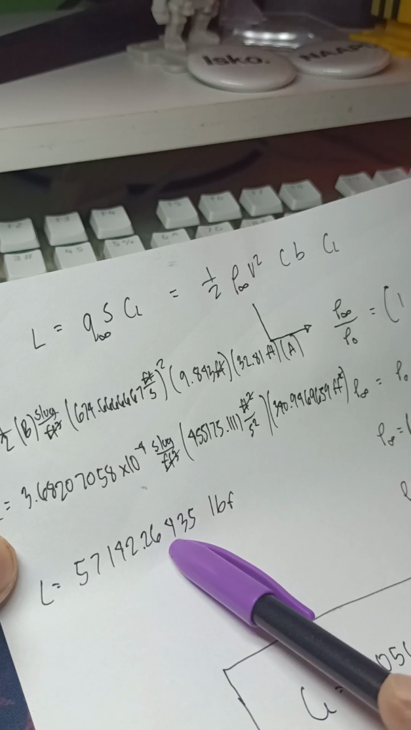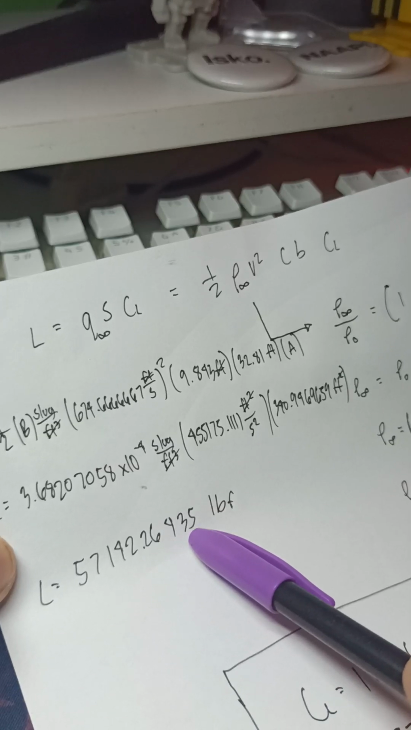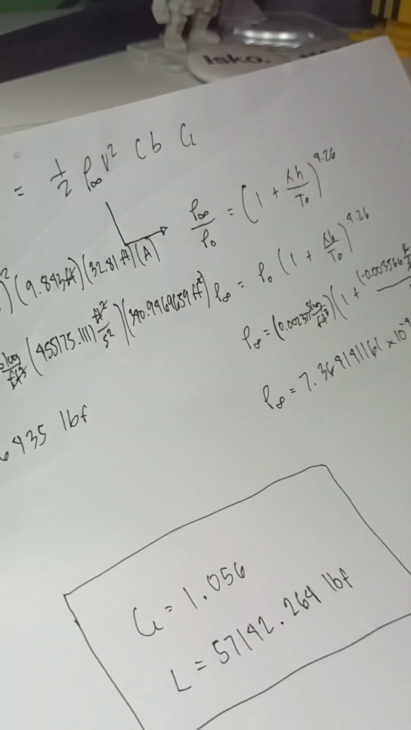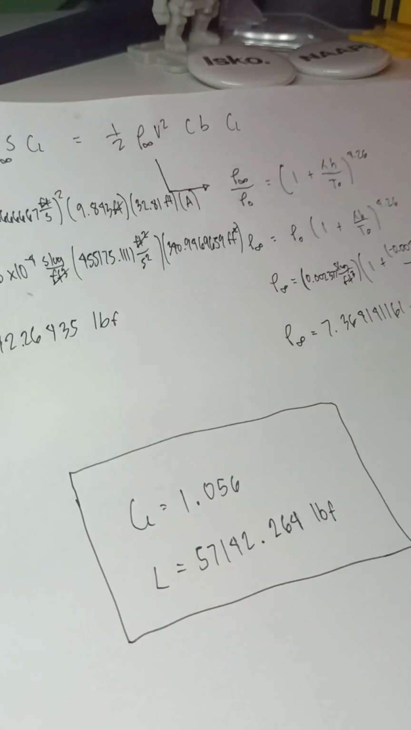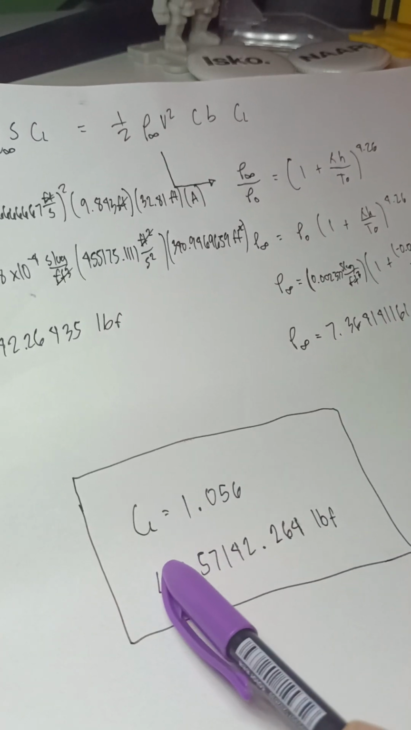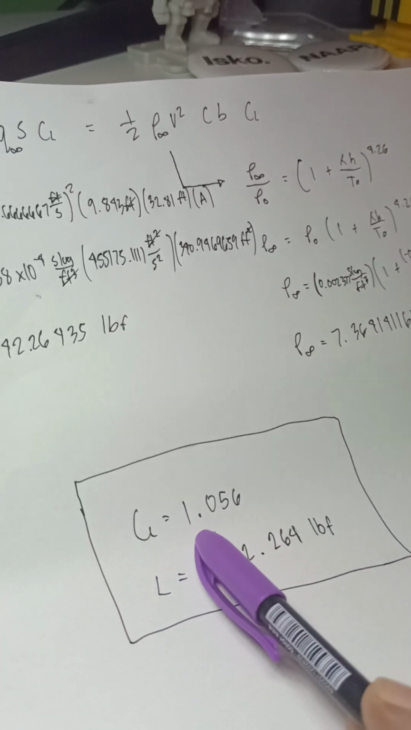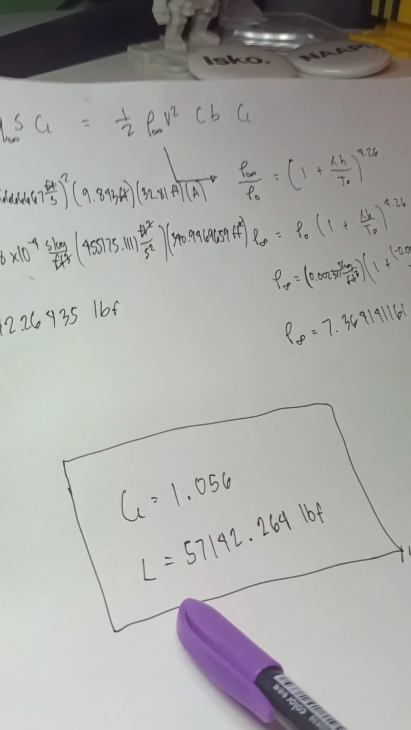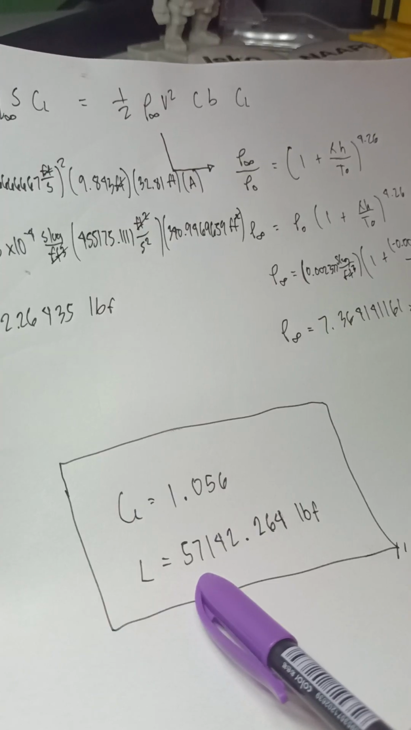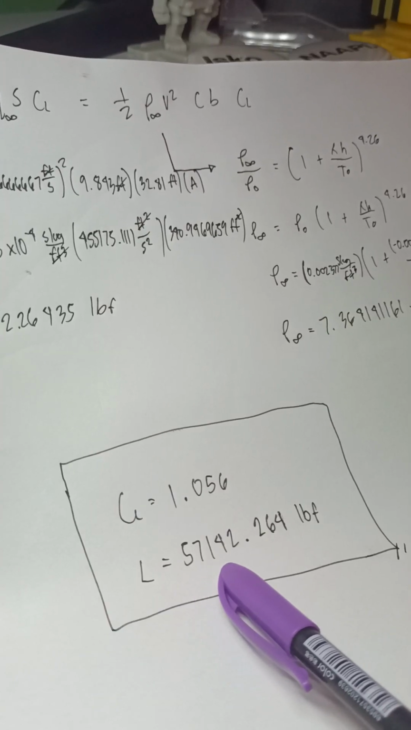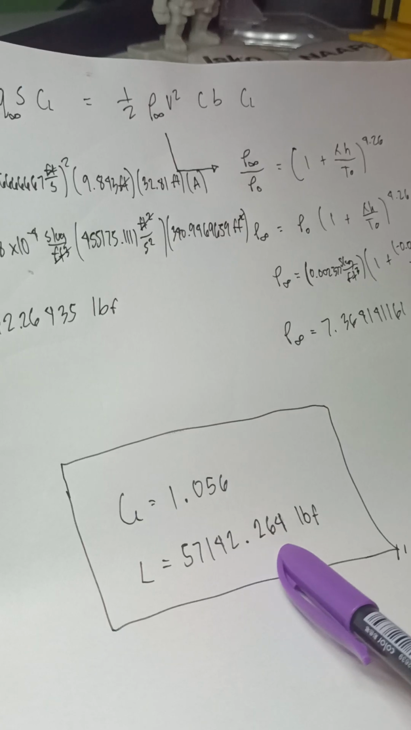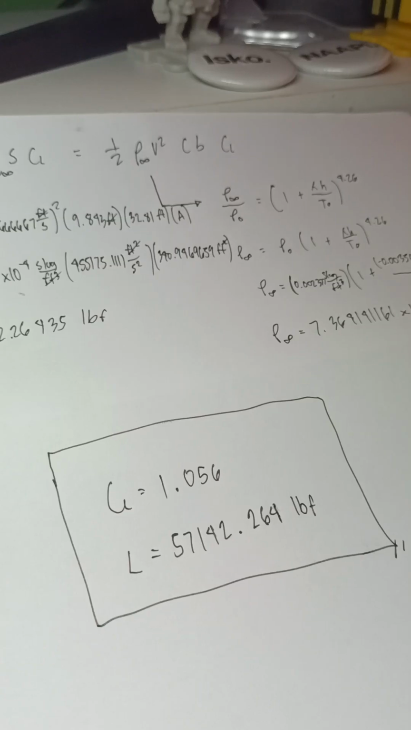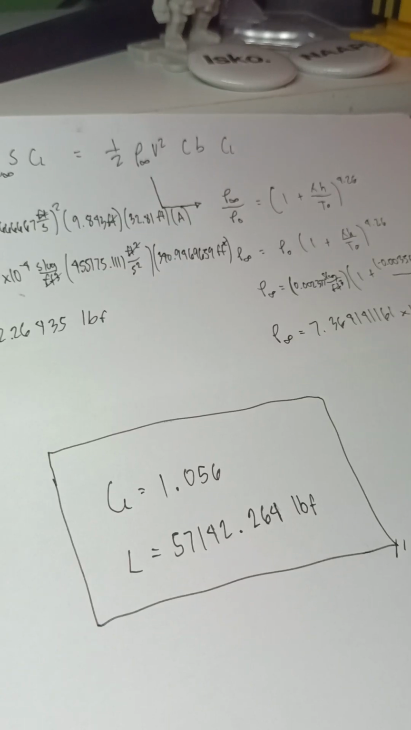resulting to 57,142.26435 lbf. So, this is my final answer. The lift coefficient is equal to 1.056 and the lift is 57,142.264 pound force. That's it for question 1. Thank you.